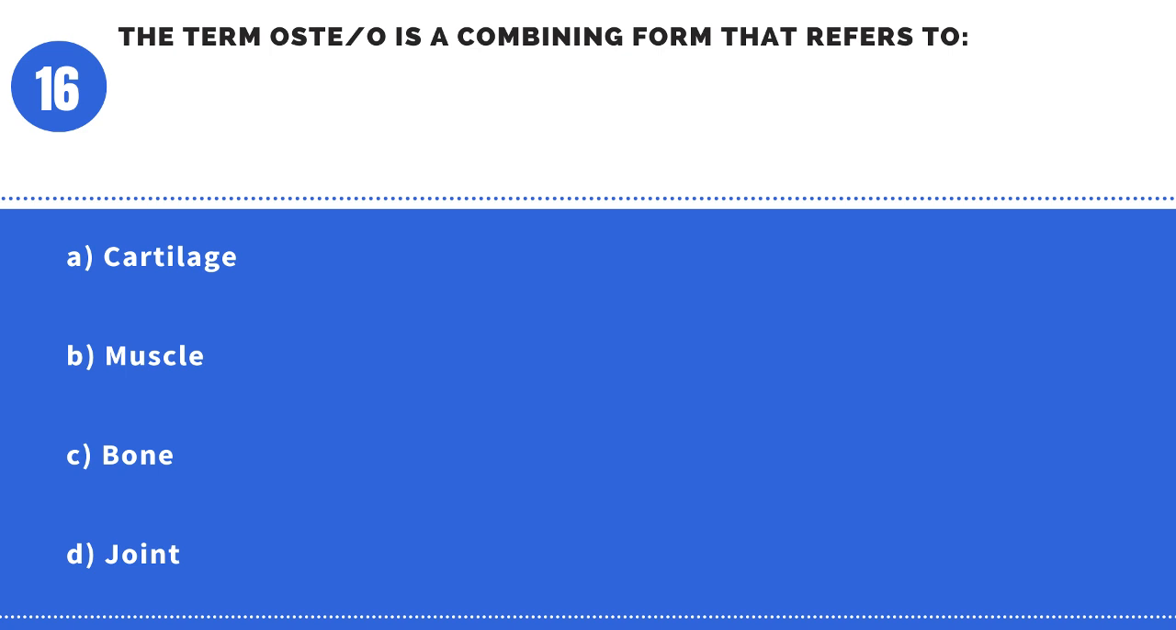Question 16. The term oste/O is a combining form that refers to A. Cartilage. B. Muscle. C. Bone. D. Joint.